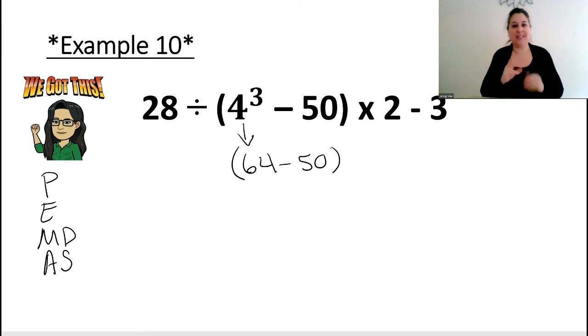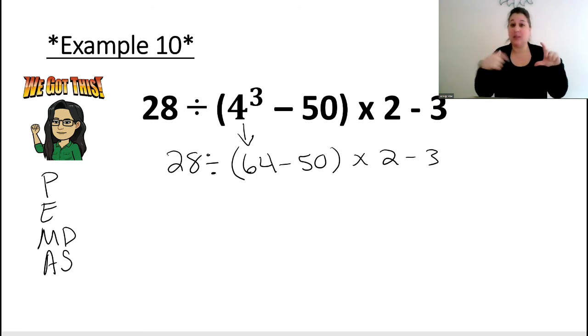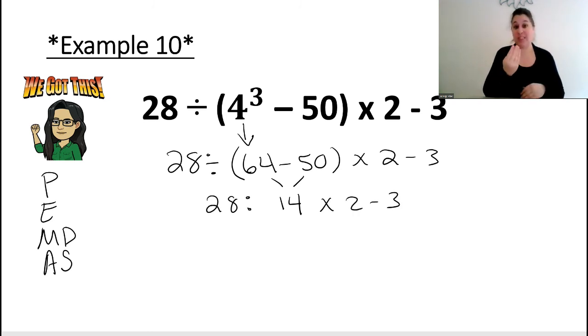But that's still inside the parentheses. I'm not done with the parentheses because I haven't simplified it to one number yet. Once I simplify it to one number, then I can get rid of those parentheses, but I haven't yet. So I have to keep doing whatever's inside the parentheses. 64 minus 50 equals 14. Now I can get rid of those parentheses. So then I have 28 divided by 14 times 2 minus 3.